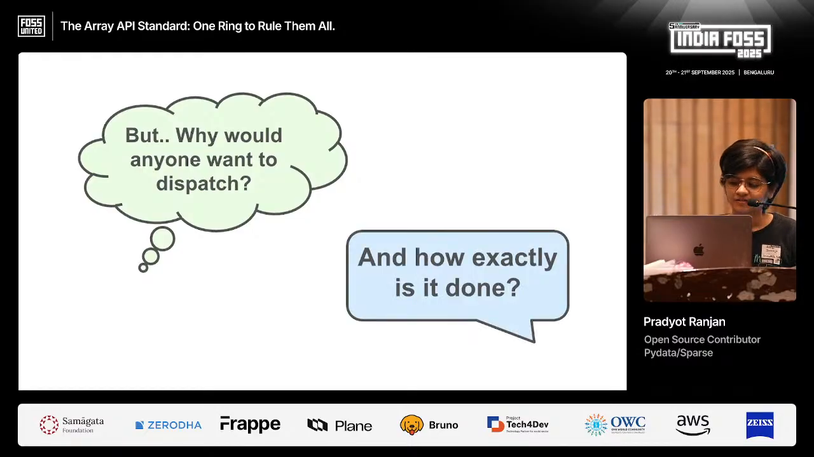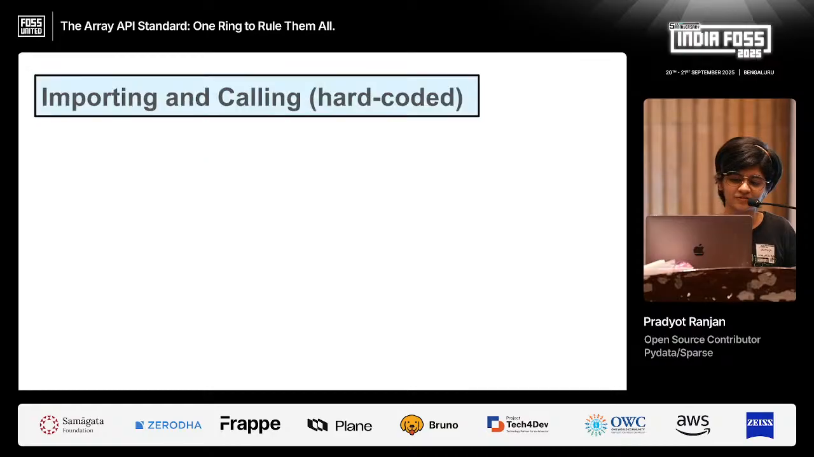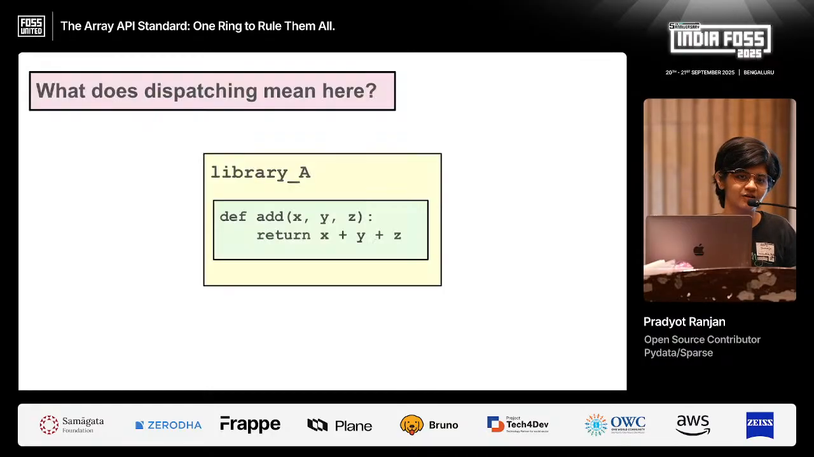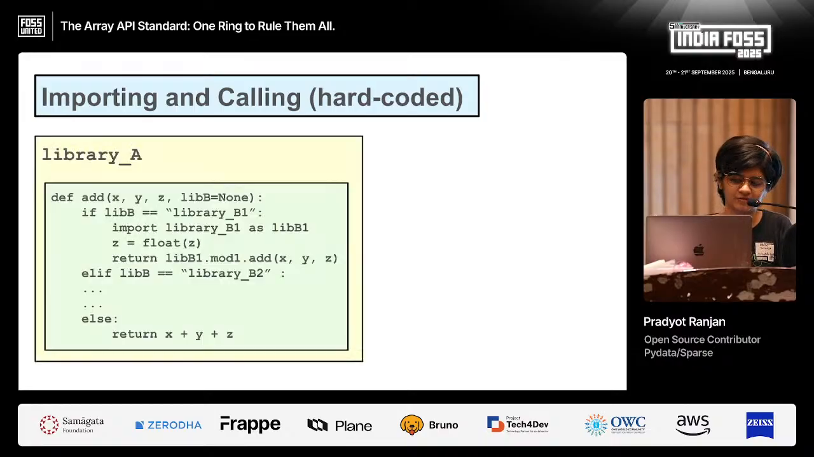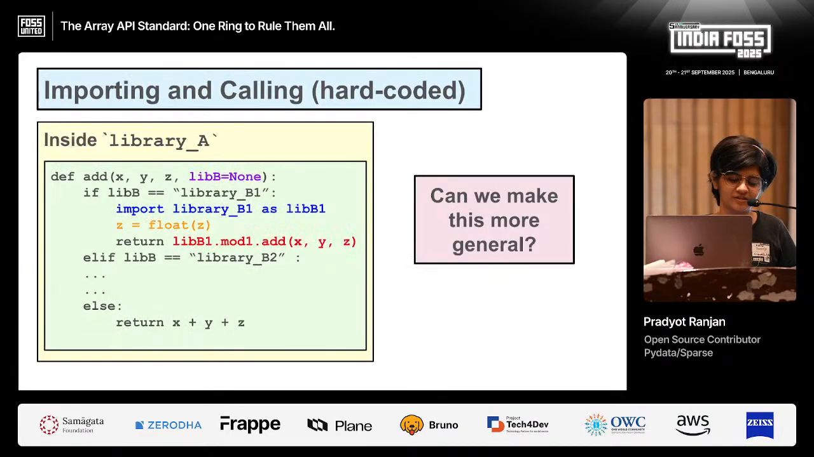Now here's an example. Here's a library, and it has basically an add function. Calling another library would just mean importing it and calling it. So I have different if else conditions for libraries b1, b2, b3, and you also have to modify the function call for each of the libraries. But this is not a very nice way to do it. So maybe we can generalize it a bit.